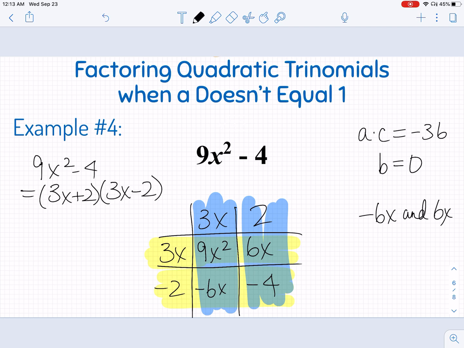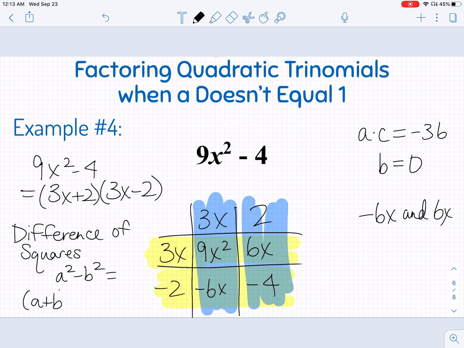Which, if you think back to yesterday, this is just like an extension of the difference of squares formula. I'm not a big fan of just memorizing a bunch of formula names, but the difference of squares formula says a squared minus b squared is the same as a plus b times a minus b. So the square root of 9x squared is 3x, the square root of 4 is 2. So that's really what we've done by making this box. If you don't remember the formula, the box will always get you.